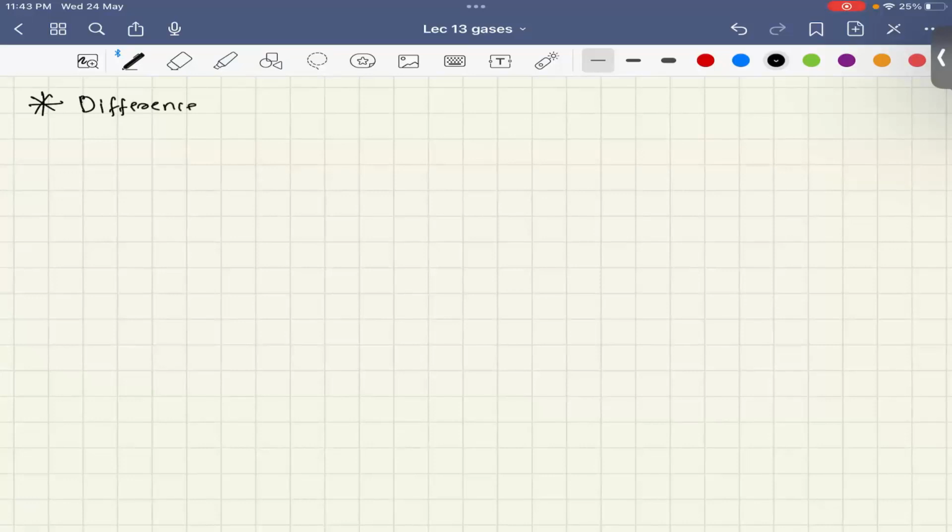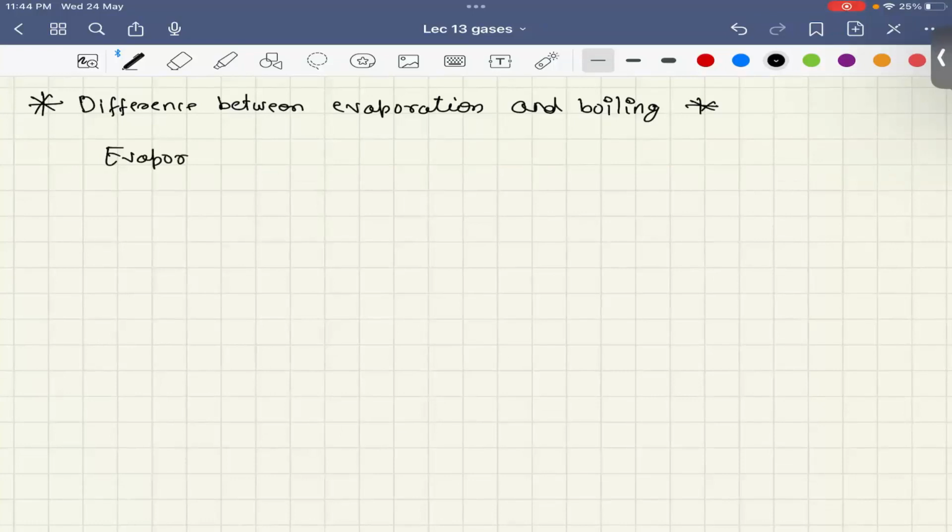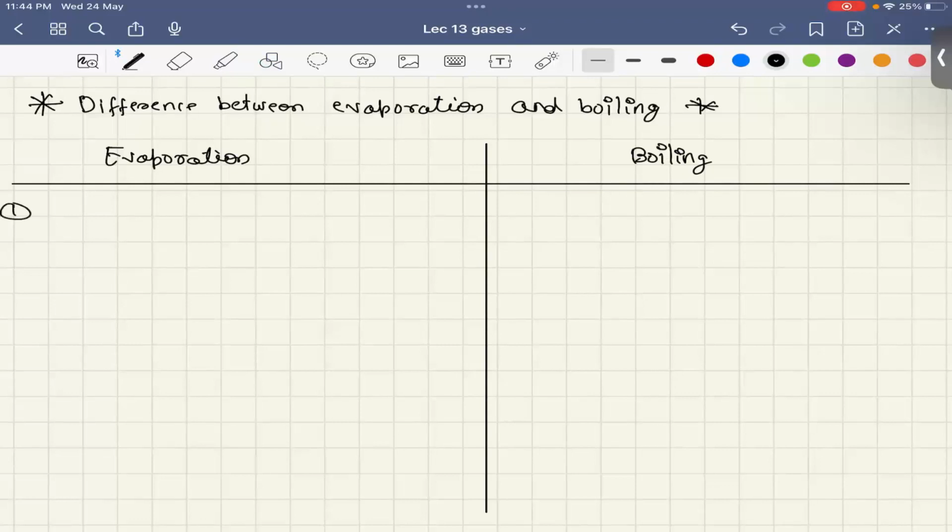So let us write here evaporation and here boiling. The first point here is that evaporation process takes place simultaneously at all temperatures, whereas boiling takes place only at a definite temperature, which is known as the boiling point, at which the vapor pressure of the liquid is equal to the atmospheric pressure.